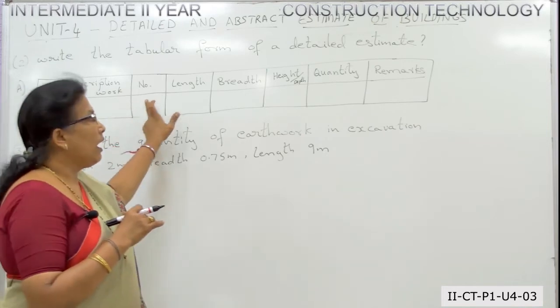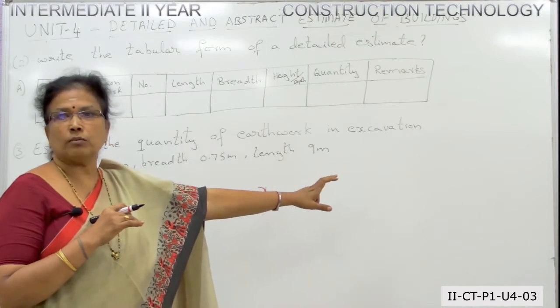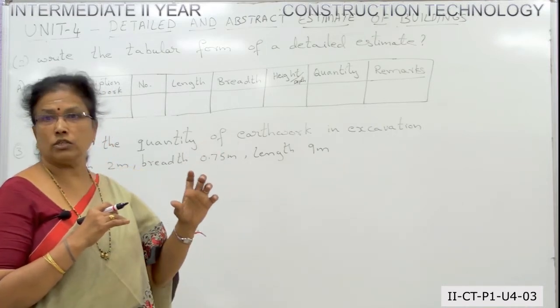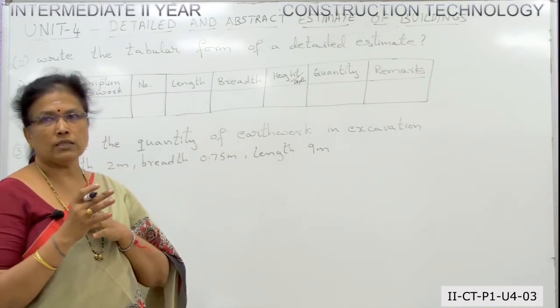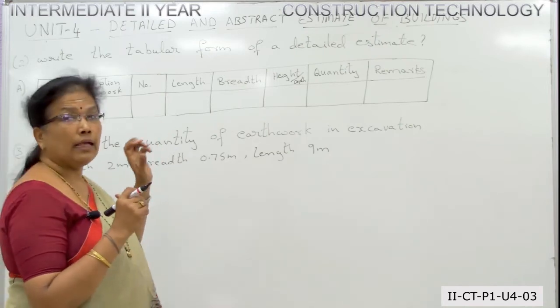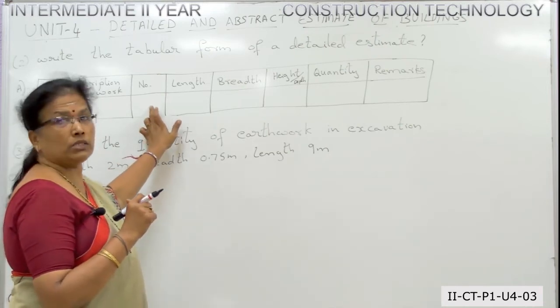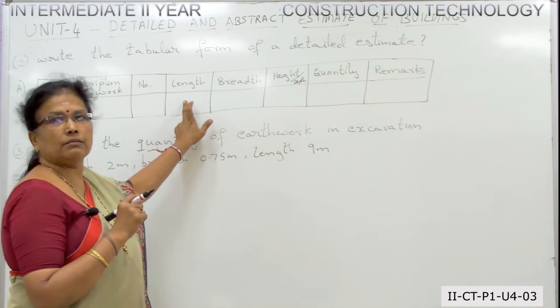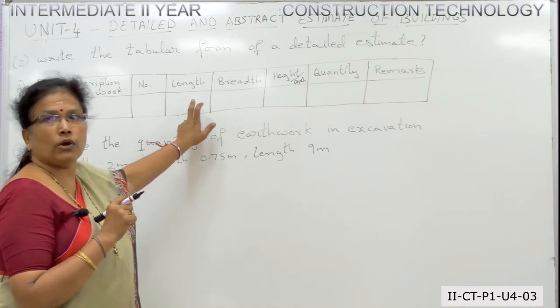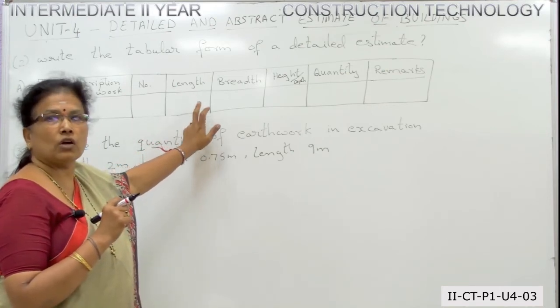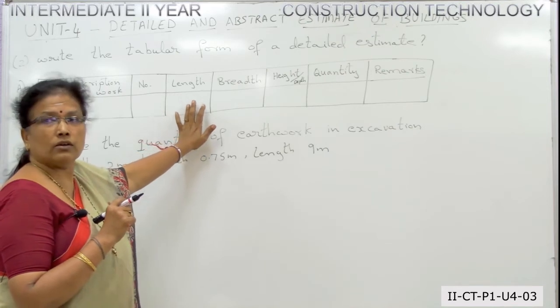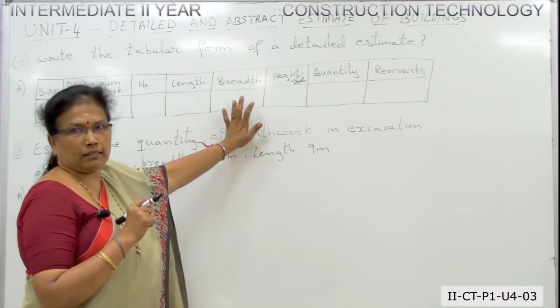And number. Number means, as I explained in the first problem with long walls and short walls, how many long walls are there and how many short walls are there. That number you are going to mention here. And length. Length means if it is a long wall, you write the length of the long wall. If it is a short wall, you write the length of the short wall.